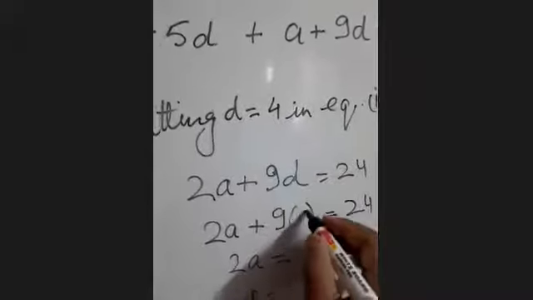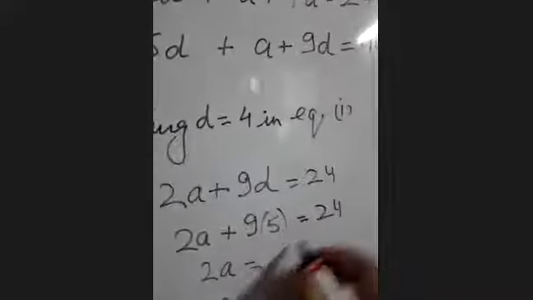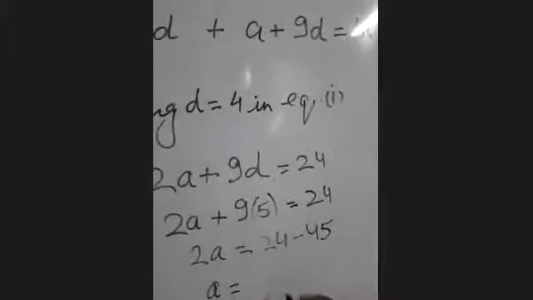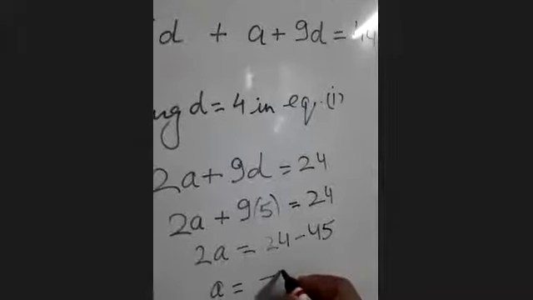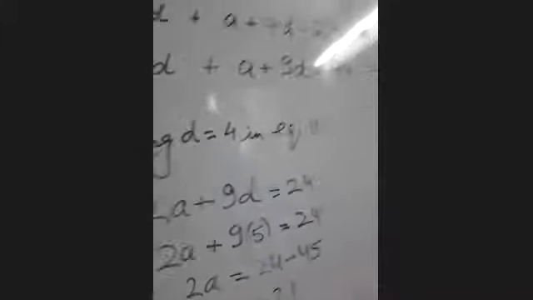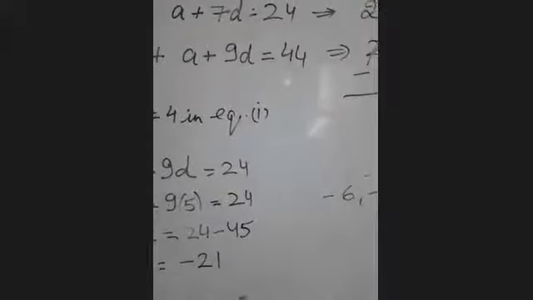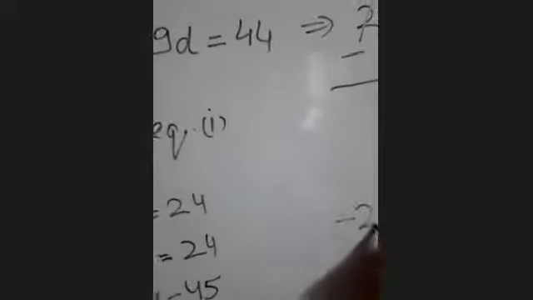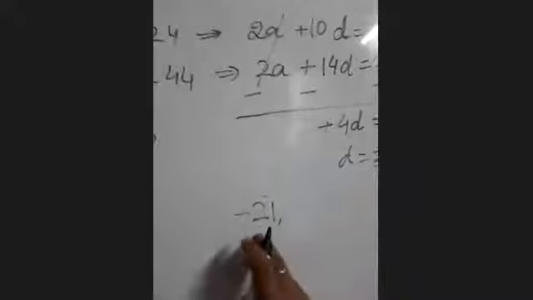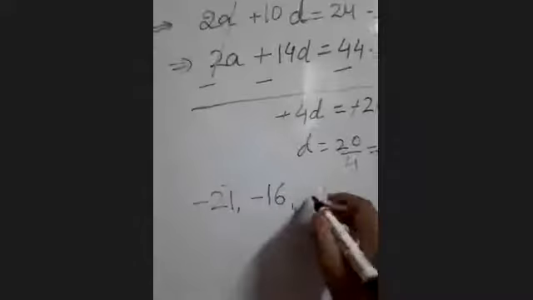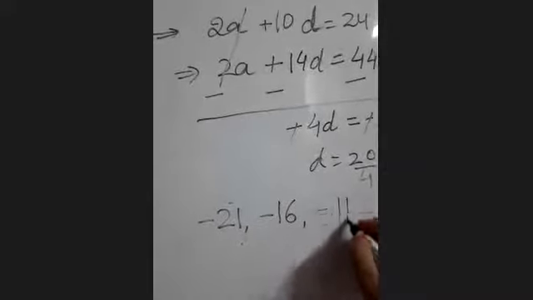So now nine into 5, it is 45. So 24 minus 45. So that will be minus 21. So now we have a as minus 21. So the first term will be minus 21. Second term, minus 21 plus 5, that will be minus 16, and the next term is minus 11.